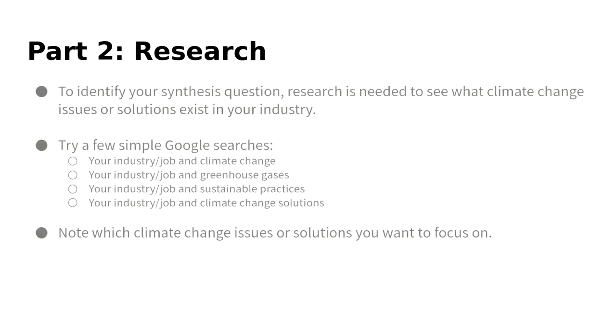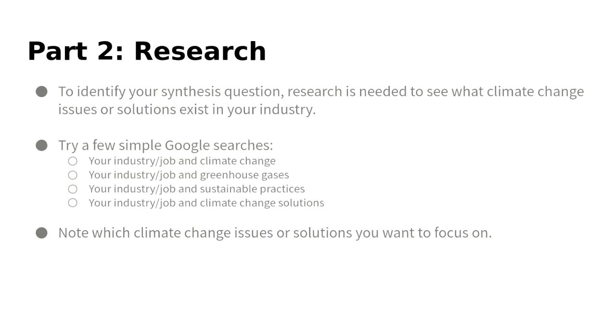Okay. So in order to do this, you want to get into research, right? We've written out a couple of our brainstorming ideas, and what we want to move into is the research. By doing that, we can see what kind of issues and solutions exist in our industry, because we need to know that before we jump into a research essay. So what you should do is a simple Google search. You could put your industry in with climate change, greenhouse gases, sustainable practices, climate change solutions. You want to see what the issues and solutions are right now so you can write your essay towards that. And then, of course, you want to focus on which issues or solutions you want to focus on, right?